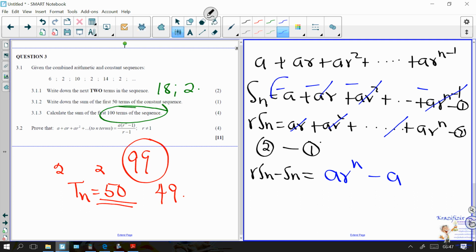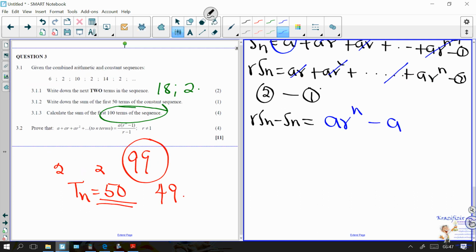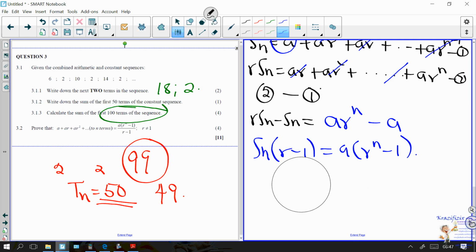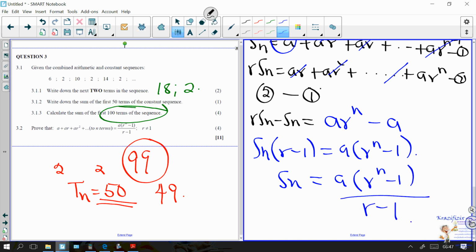So what am I left with? AR^n minus A. This A is still valid. What's common here? Sn(R minus 1). What's common here? A. R to the power n minus 1. Therefore, Sn should be equal to A(R^n minus 1) over R minus 1. All right, that's how you work things out quickly there.